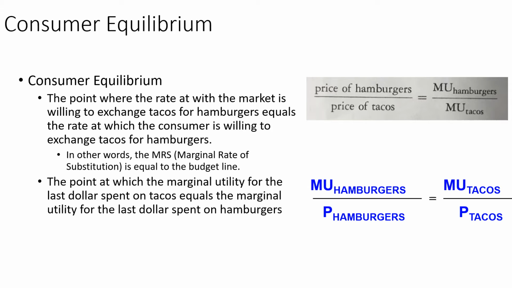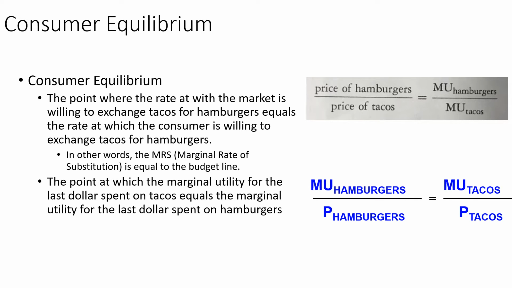We can define consumer equilibrium with a couple other equations. These equations are true when we are at consumer equilibrium. So these ratios work out to be true. If you find the ratio of the price of hamburgers divided by the price of tacos, whatever that ratio is going to be equal to the marginal utility of hamburgers divided by the marginal utility of tacos.